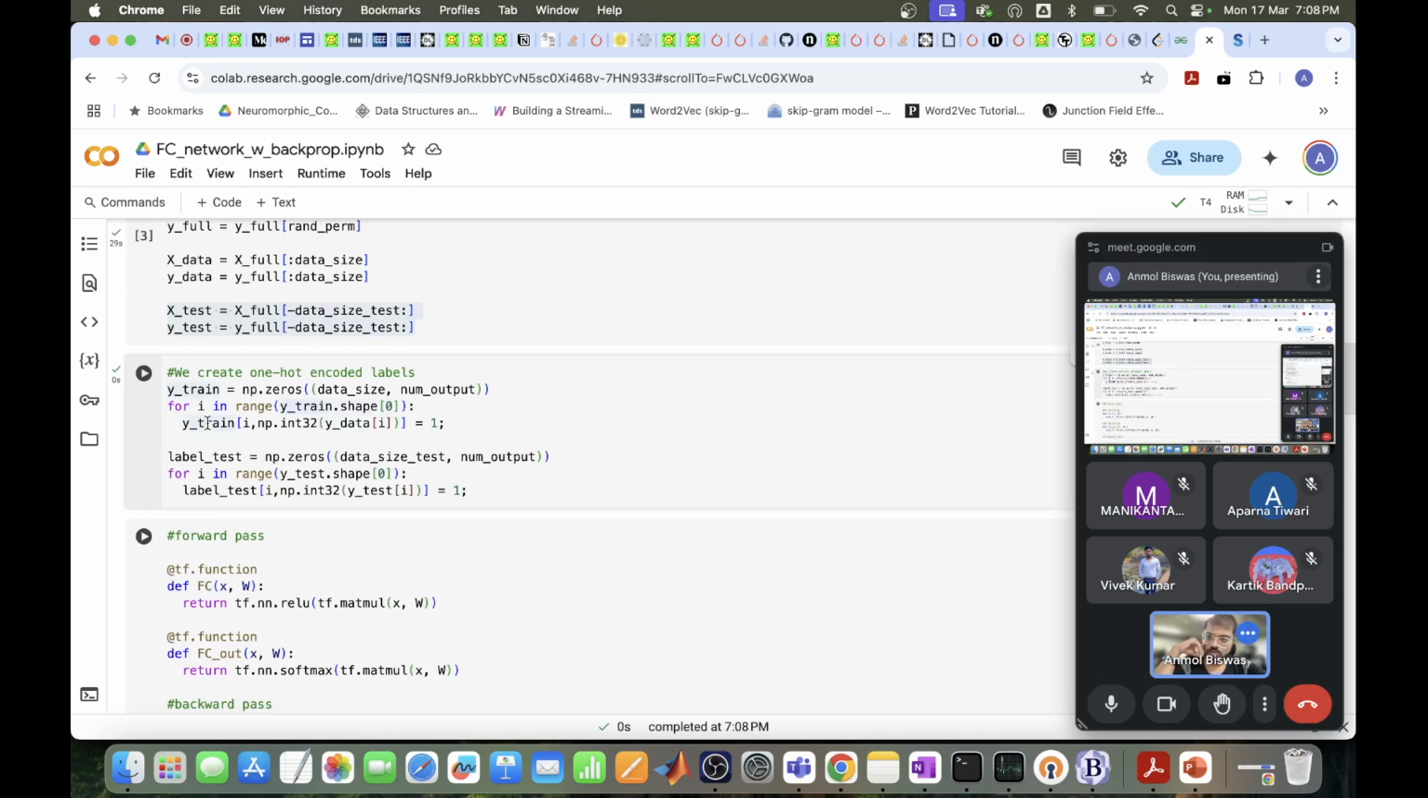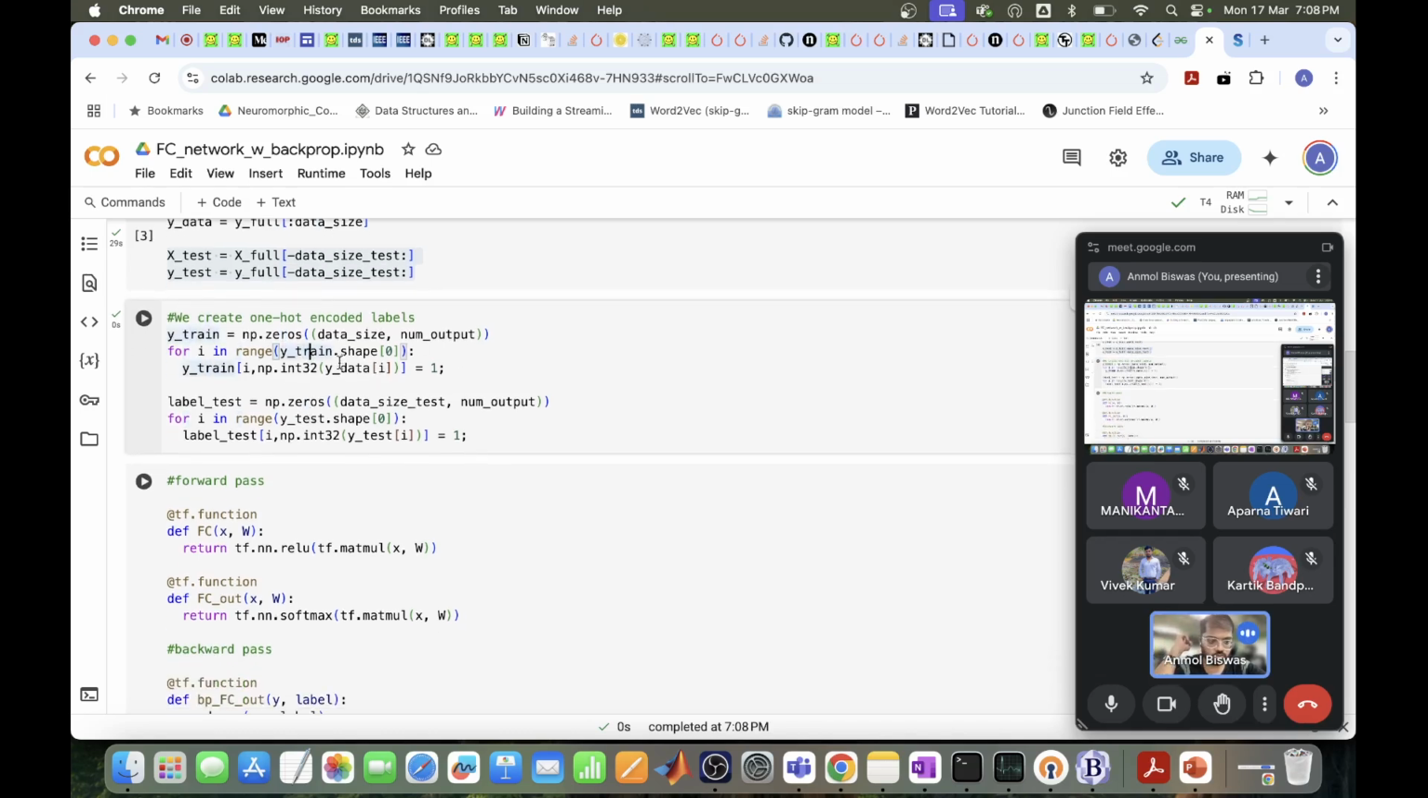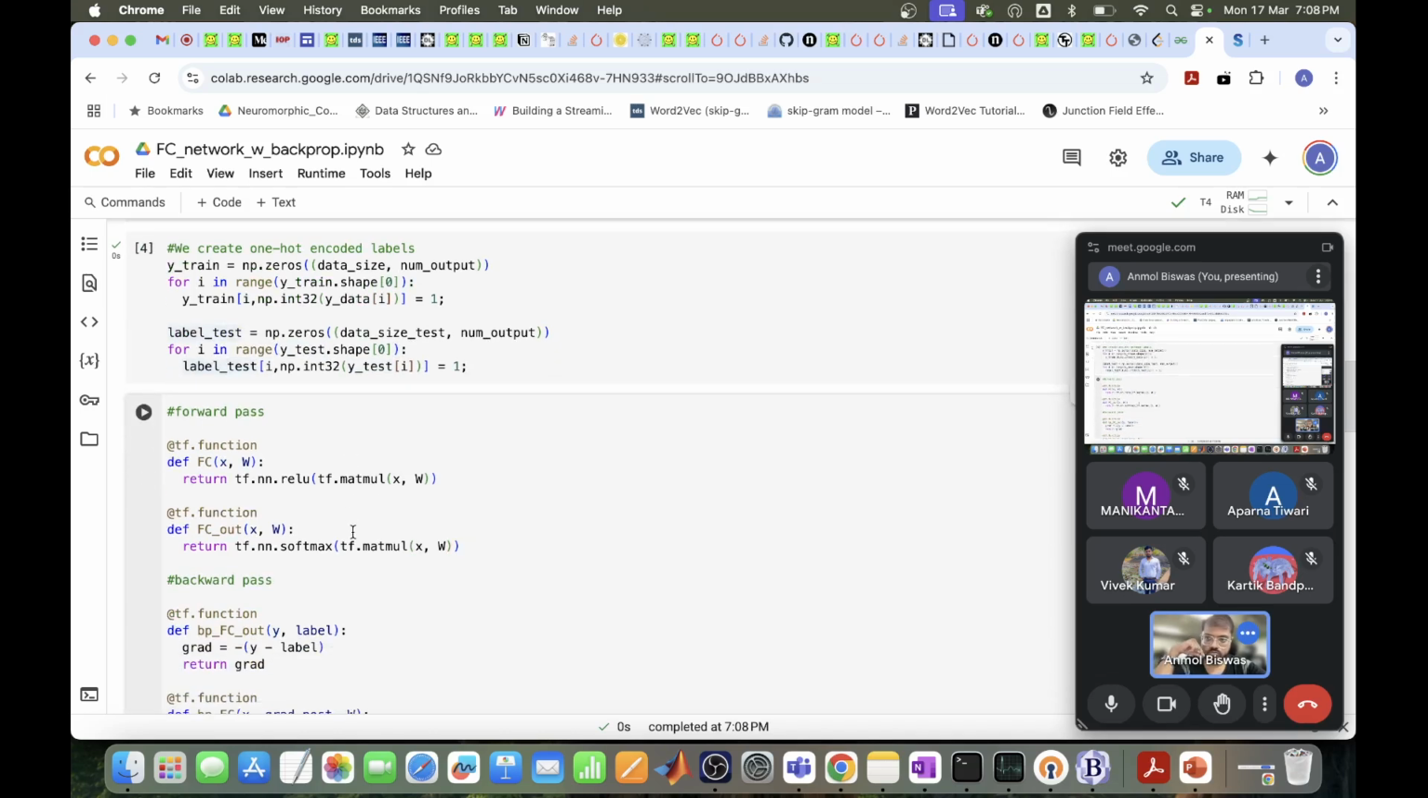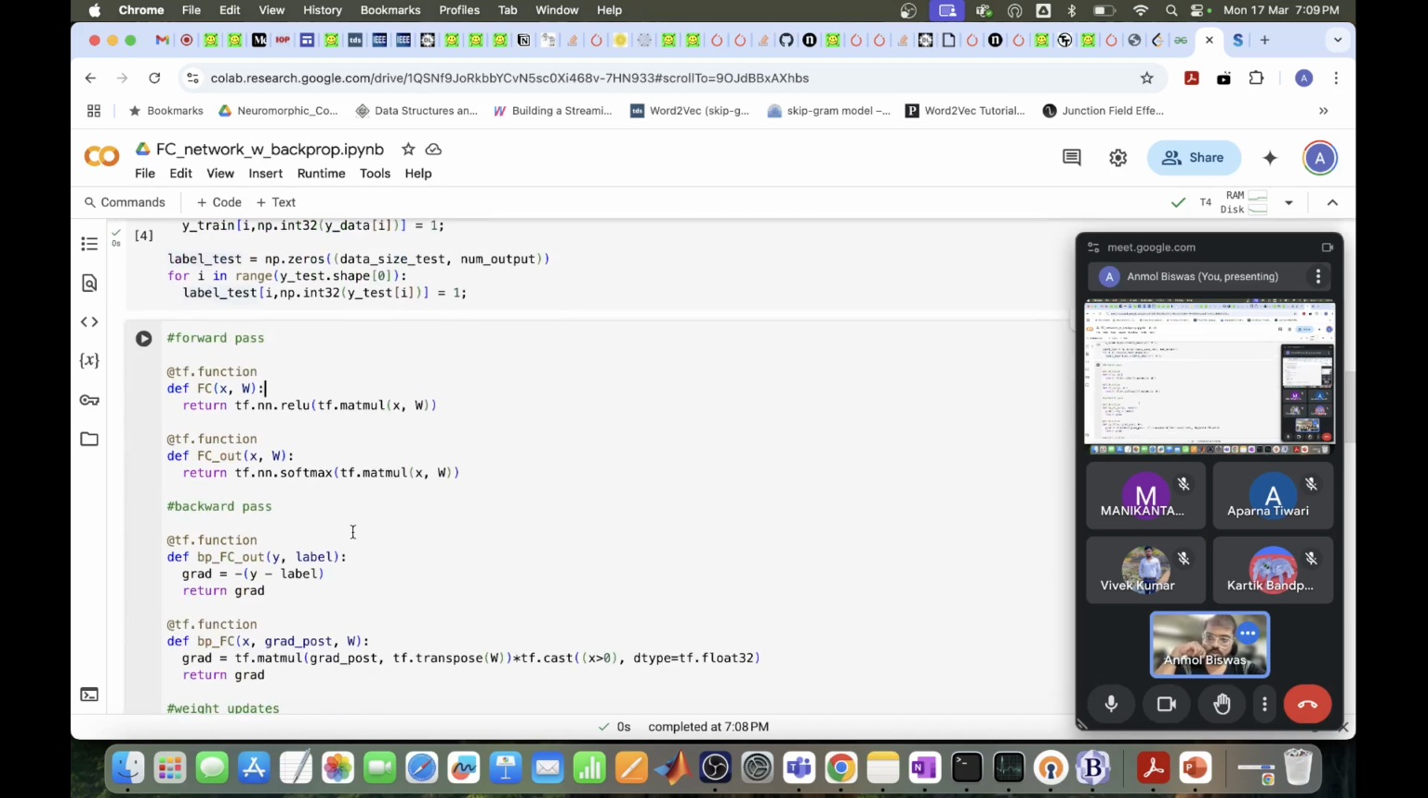Basically, for whatever the label was, you set the value to be 1 and everything else is 0. So the correct label has a value of 1 and all of the incorrect labels have a value of 0 for any given sample. This loops through all of the samples, and you set the labels. So we do one hot encoding of the labels.